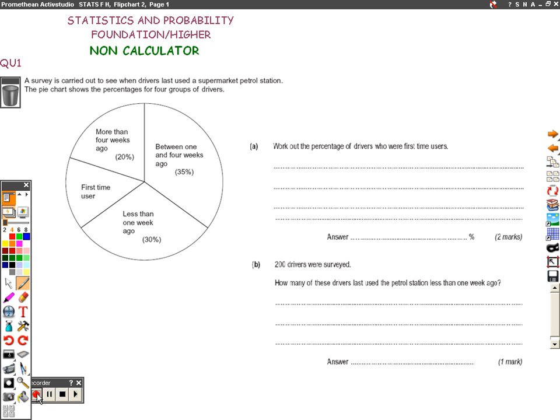Okay, please try the questions before you go through the solutions. It says work out the percentage of drivers who were first time users. Now, percentage, not angle, they want you to work out the percentage.